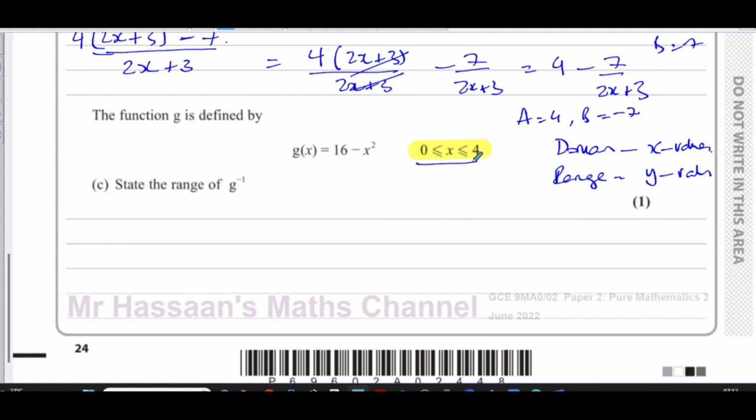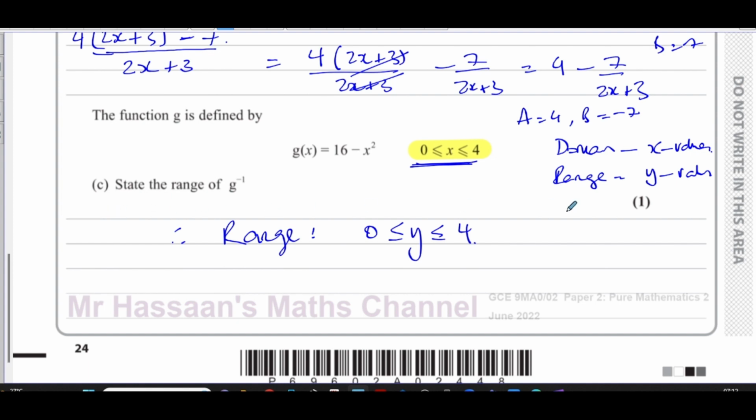So if this is the domain of the original function, therefore the range of the inverse function is going to be the same as this, but be very careful. You don't write x, you write y, because now we're talking about the y values. The range is the y value. So we don't just copy it exactly as it is. The x becomes a y because the range is the y values of the function. So that's very, very important for us to realize.